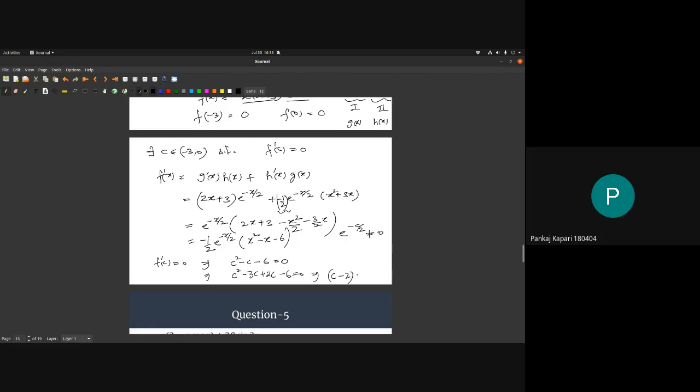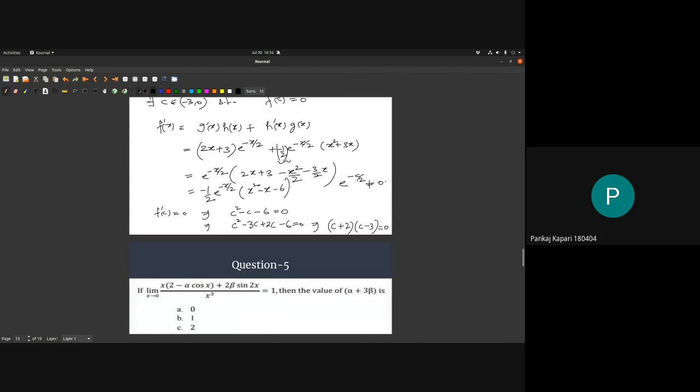You'll get (c - 2)(c + 2)(c - 3) = 0. Because this is a quadratic equation, there are two solutions of this equation, right? So one is c = 3 and another is c = -2.